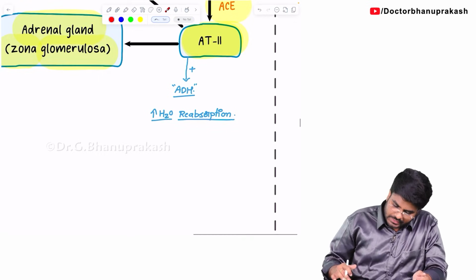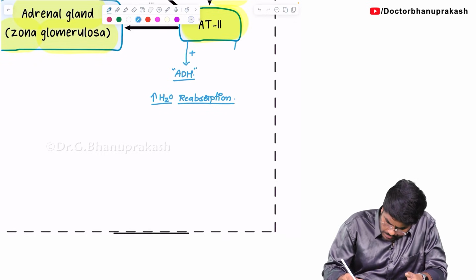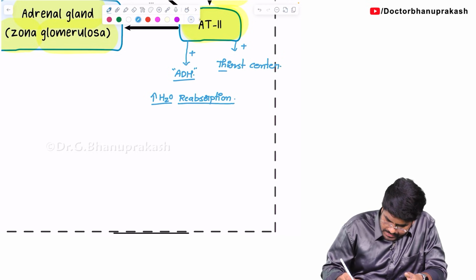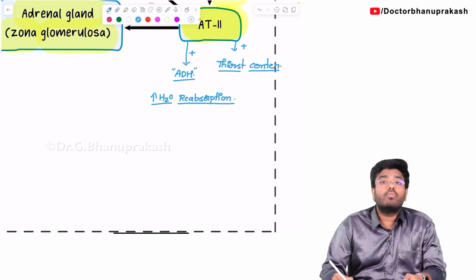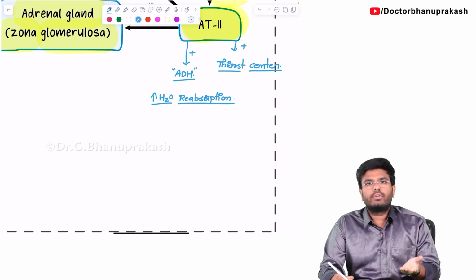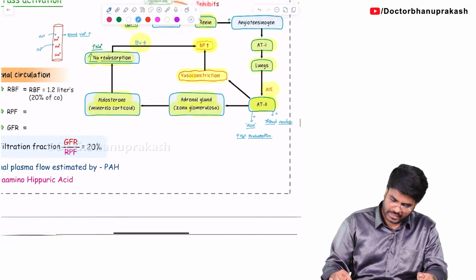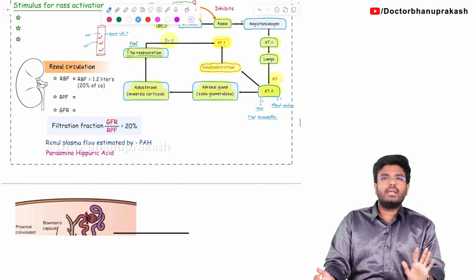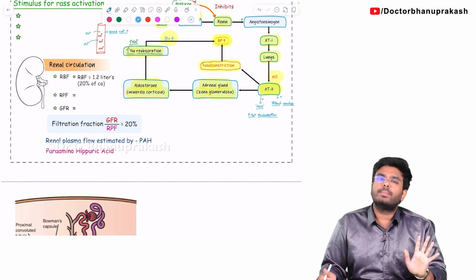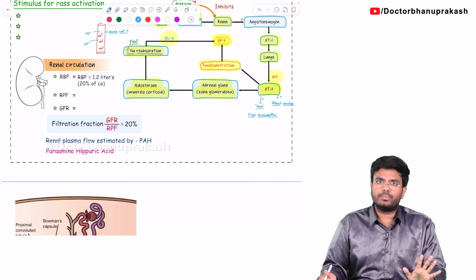Next, the same angiotensin II also stimulates the thirst center in the brain. Now tell me, when the thirst center is stimulated, you will drink more water. Your blood volume increases again, and your BP can increase. So these are all the functions of the RAAS pathway. The RAAS pathway is ultimately trying to increase your blood pressure, sodium levels and blood volume.